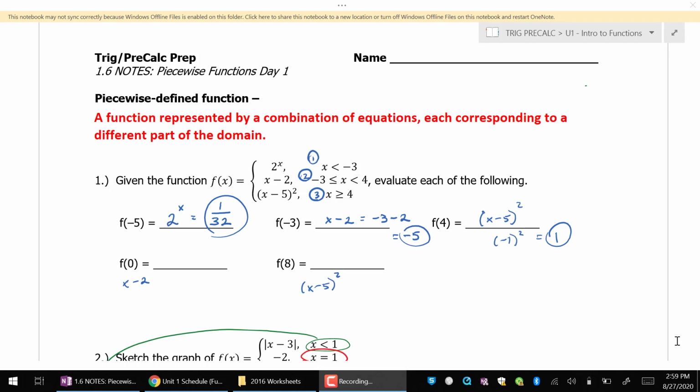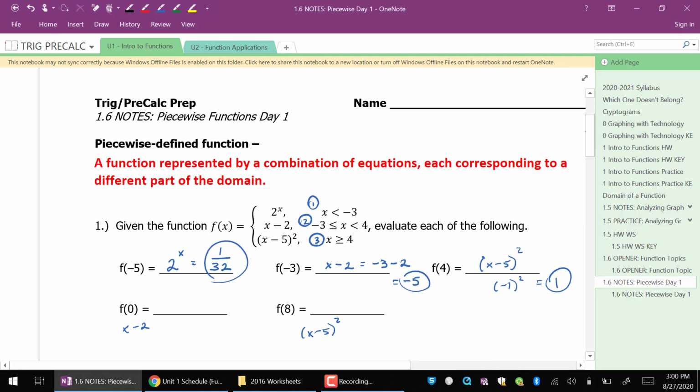And I'd like to just start by reminding you of the definition of what a piecewise defined function is. That is simply a function that is represented by a combination of equations that each corresponds to a different part of the domain. So we have different pieces, different functions kind of grouped or bracketed together, and where the functions are defined will be based off of what the domain is for each one of those pieces. Each piece gets its own separate domain. So that's kind of the background and definition into what a piecewise function is.